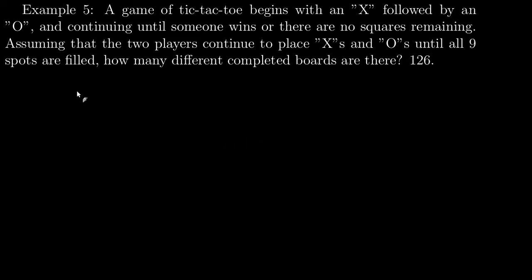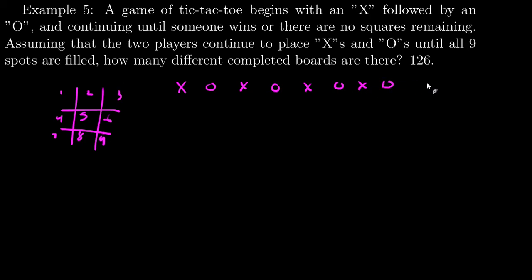So the reason is, in a tic-tac-toe board, there are 1, 2, 3, 4, 5, 6, 7, 8, 9 spots. And if I start off with an X and then go to an O, so X, O, X, O, X, O, X, O, X, to fill up 9 spots, I will have 5 X's and 4 O's. So basically, all I need to do is consider 9C5. I need to choose 5 of these squares to be X's. 9 factorial over 9 minus 5 is 4 factorial times 5 factorial.